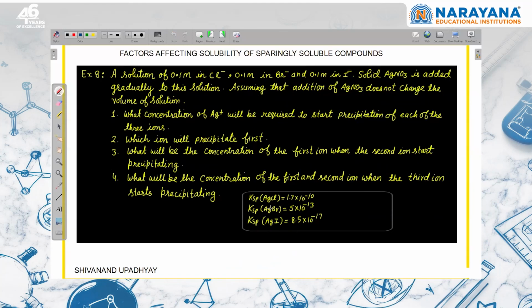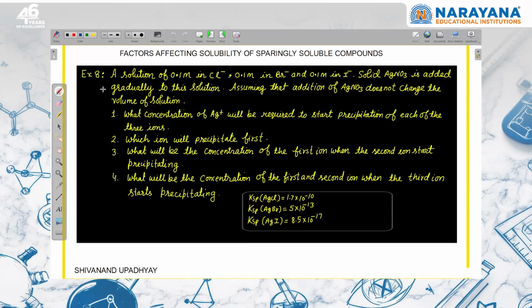So in order to explain the concept regarding this, I have taken one example which is very common. You can get the same example everywhere. In a solution, we have three ions. These are target ions. Their concentrations are equal. That is 0.1 molar, right?